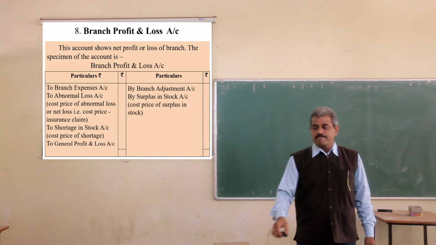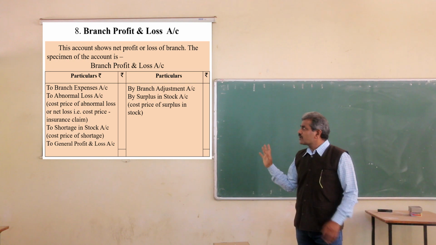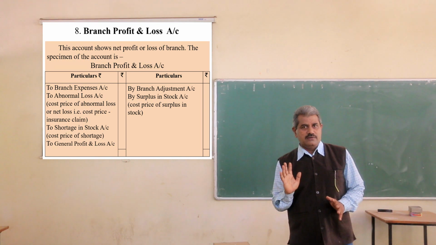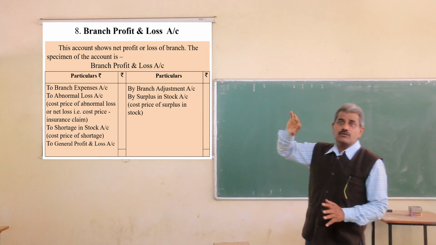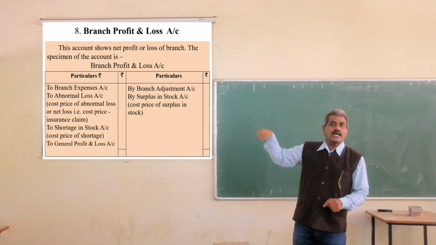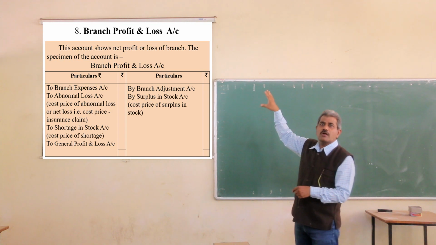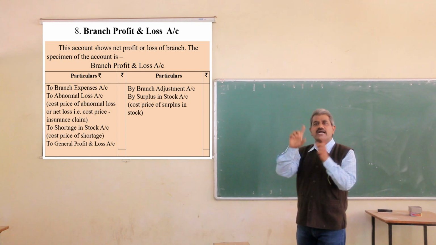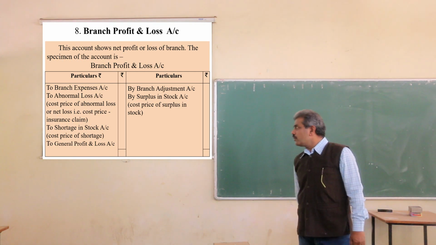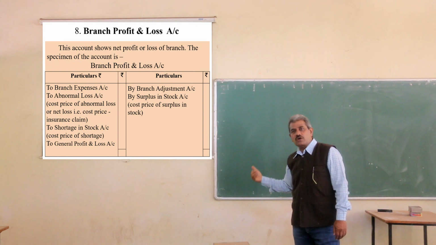And the last account is the branch profit and loss account. The branch profit and loss account records only the expenses and losses. All the total expenses that we have transferred from the branch expenses account are debited as one amount only, because we have shown all the details in the branch expenses account. The aggregate amount of total expenses will be taken here as one item. And then we will show only the two items of losses, that is any abnormal loss and any shortage.